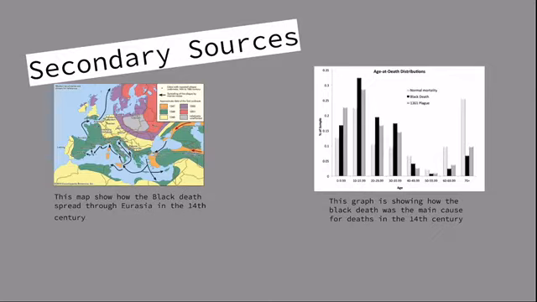In the second secondary source, for the first source, the author's point of view was actually for both, they're very statistical points of view to show the outrageous numbers of death that the Black Death caused. So the second graph shows how the Black Death was the main cause of death in the 14th century.